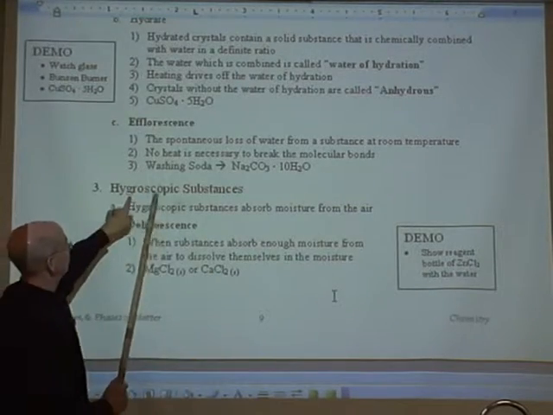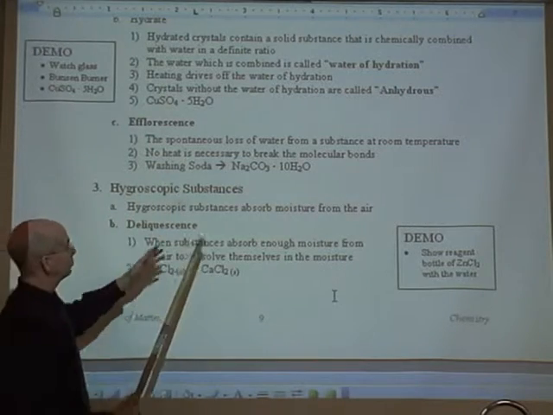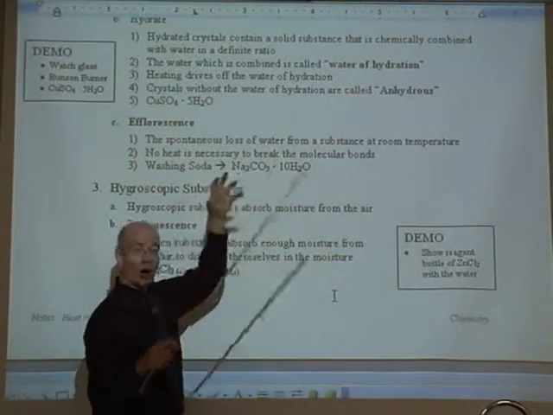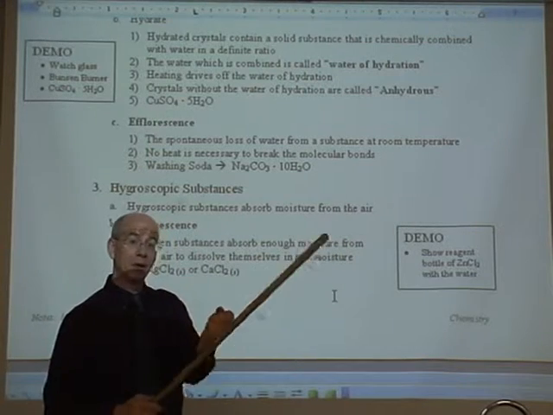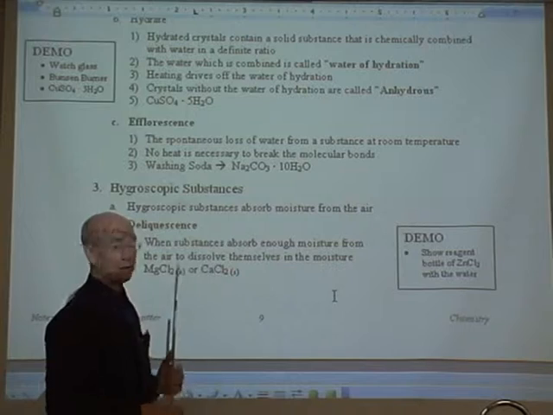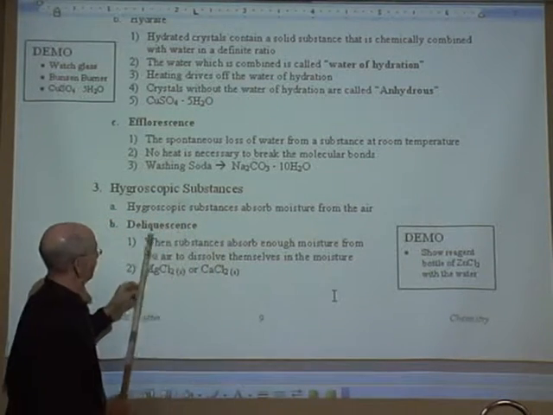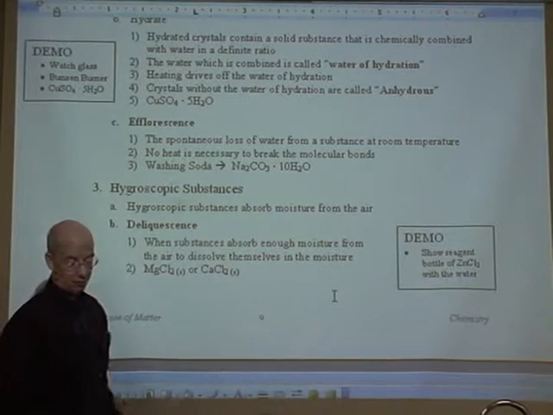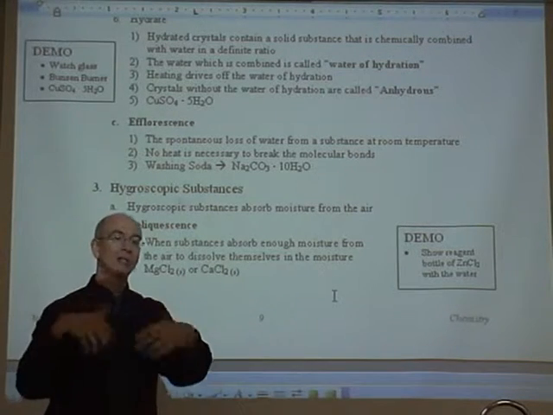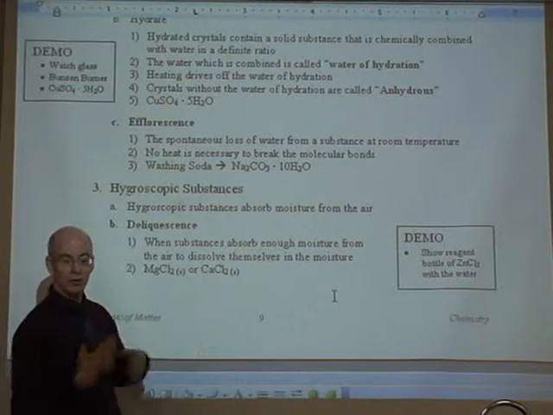And then the last thing we look at, all these big words, sorry, hygroscopic. Hygroscopic is the opposite of this. Instead of water being bound to a compound, water is absorbed from the air to a compound. We call them hygroscopic substances. And then there are certain substances that are so hygroscopic, they actually will dissolve themselves. Magnesium chloride, calcium chloride are good examples.